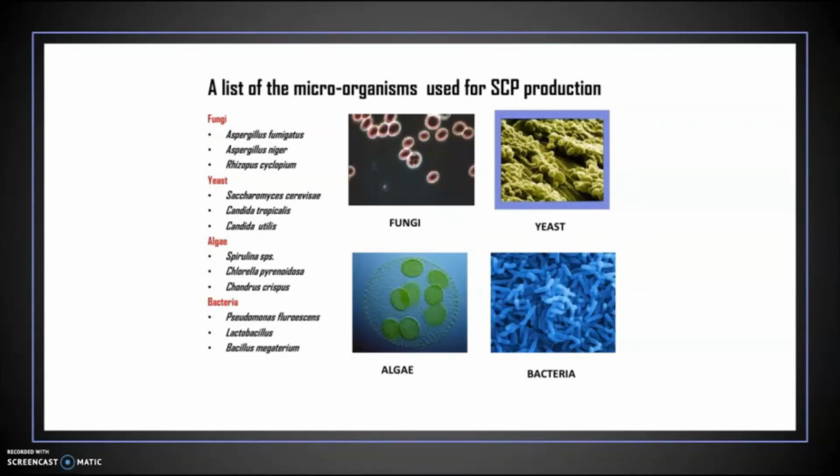The fungi used for single cell protein production are Aspergillus fumigatus, Aspergillus niger, Rhizopus cyclopium. Yeast includes Saccharomyces cerevisiae, Candida tropicalis, Candida utilis. Algae include Spirulina, Chlorella, and Chondrus crispus. Bacteria include Pseudomonas fluorescens, Lactobacillus, and Bacillus megaterium. So you can also see the pictures of various microorganisms.